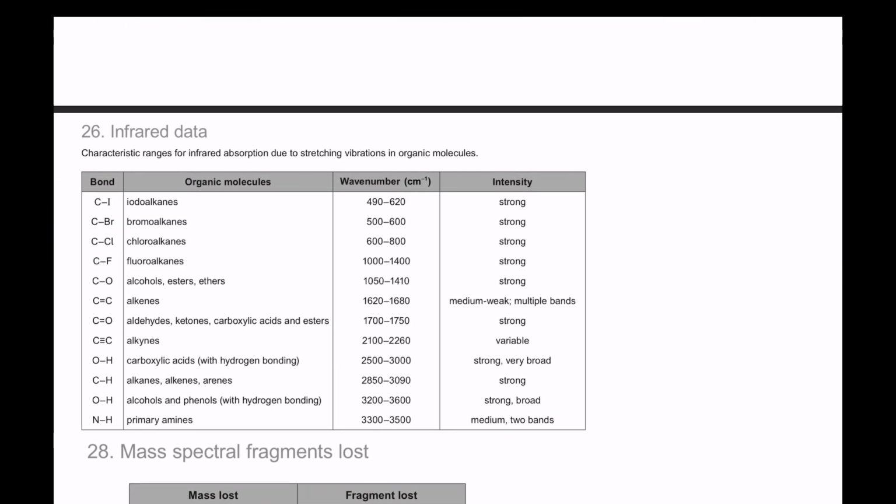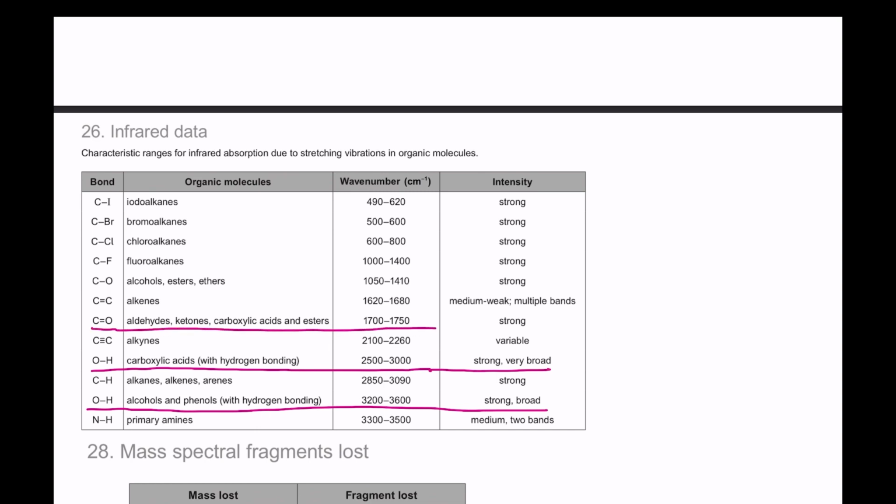So which ones are important to us? This one is important to us: O-H of carboxylic acid with hydrogen bonding. Then this one is important: O-H of alcohol and phenol with hydrogen bonding. This is important: aldehyde, ketone, carboxylic acid, ester, C double bond O.